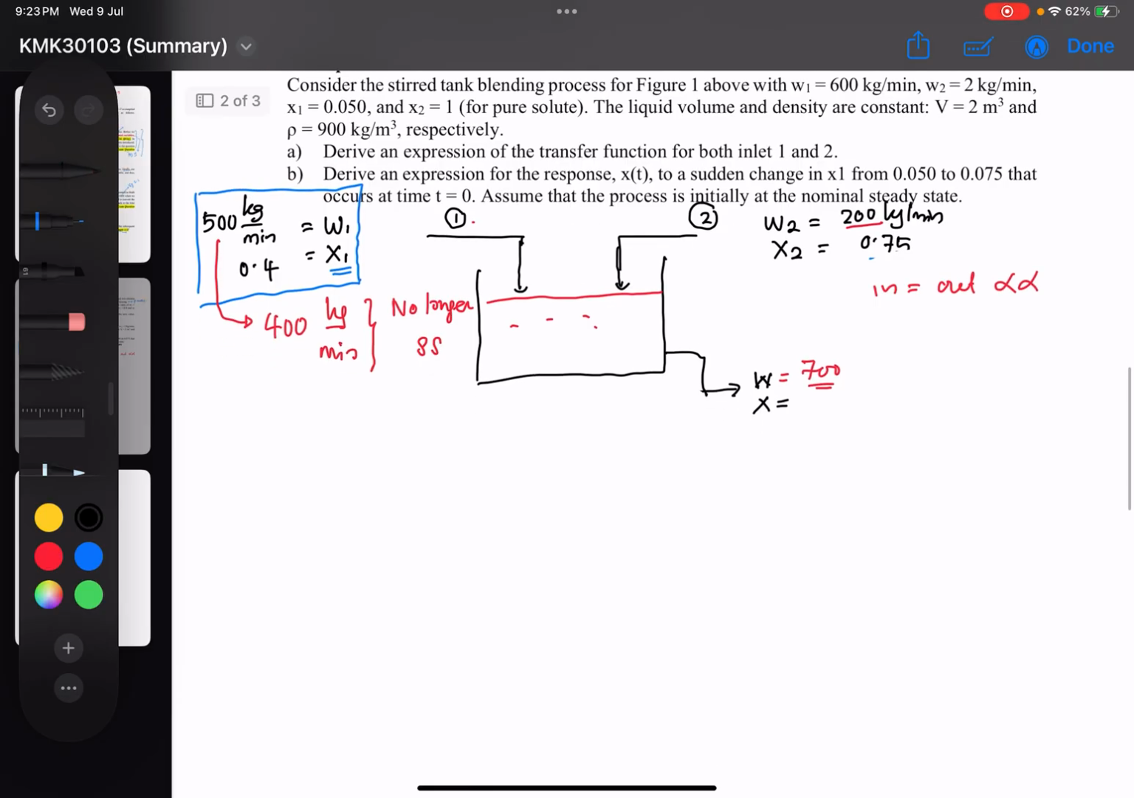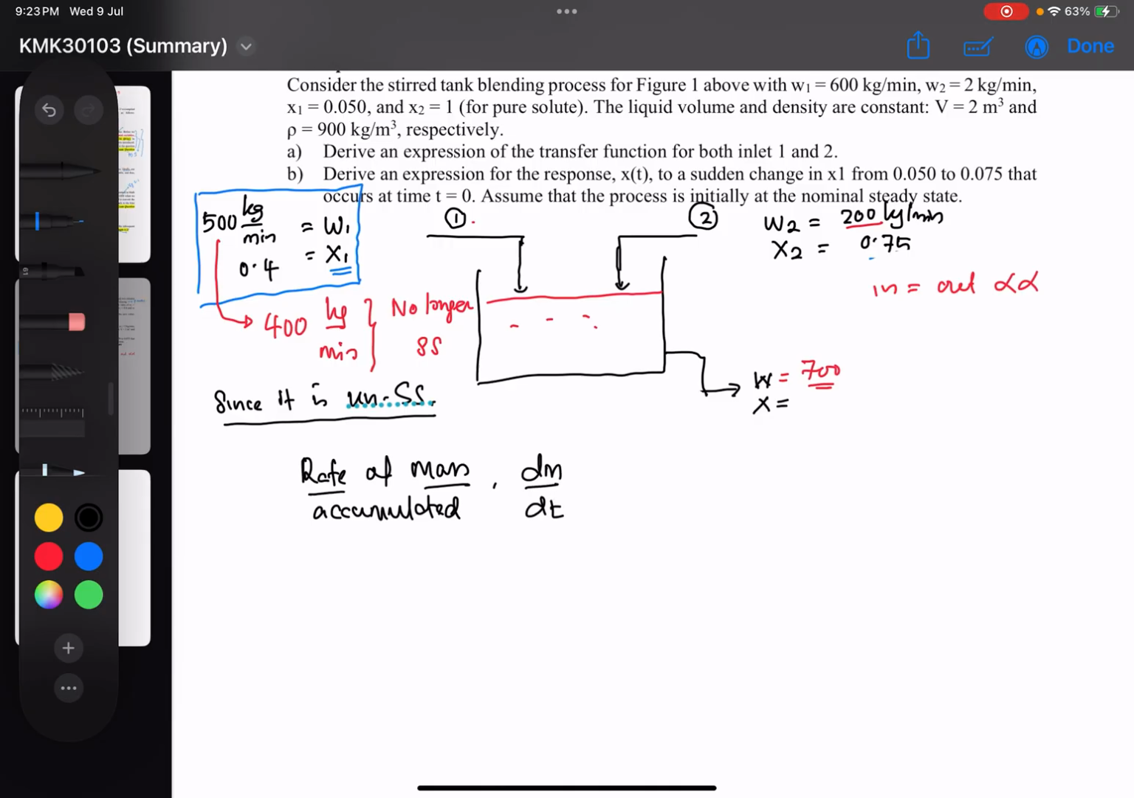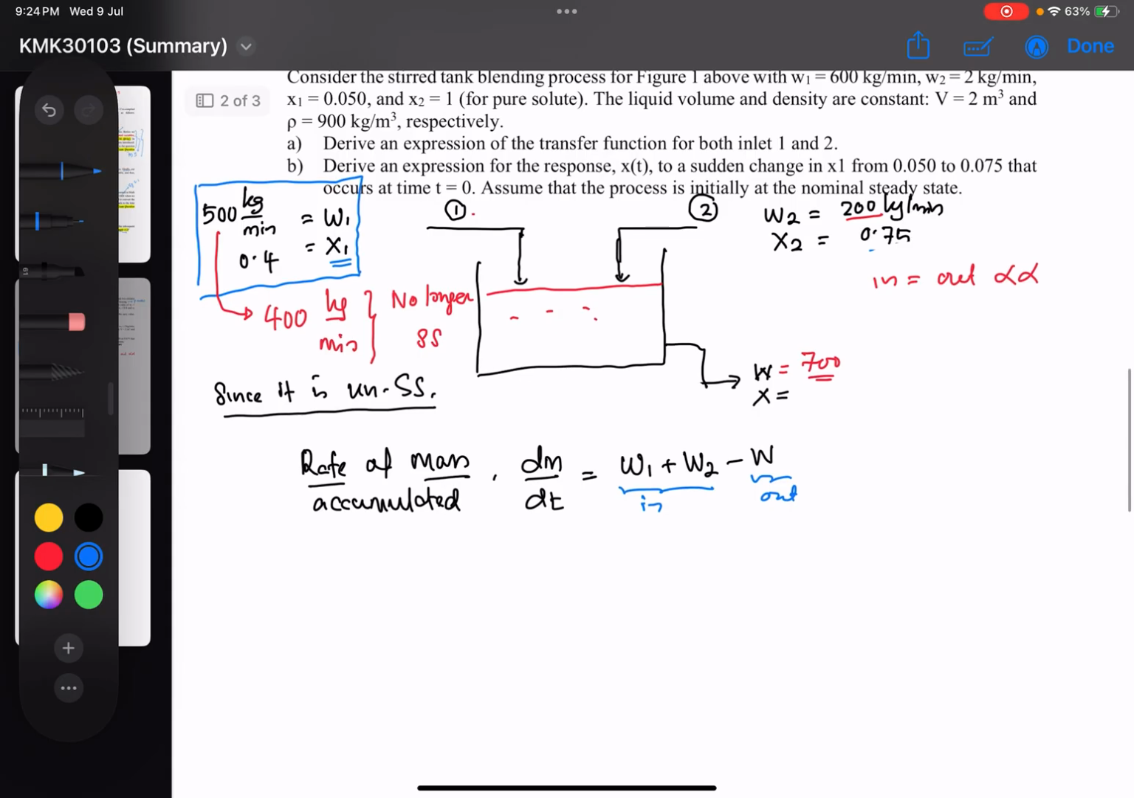Because it is an unsteady state process, we have to consider the rate of mass accumulated. The rate of mass accumulated is usually represented as dm over dt, the rate of change of mass, which equals whatever is coming in, in this case W1 plus W2, minus whatever is coming out. This is the in, and this is the out. Even from the diagram, you should notice that in minus out is the rate of mass accumulated.